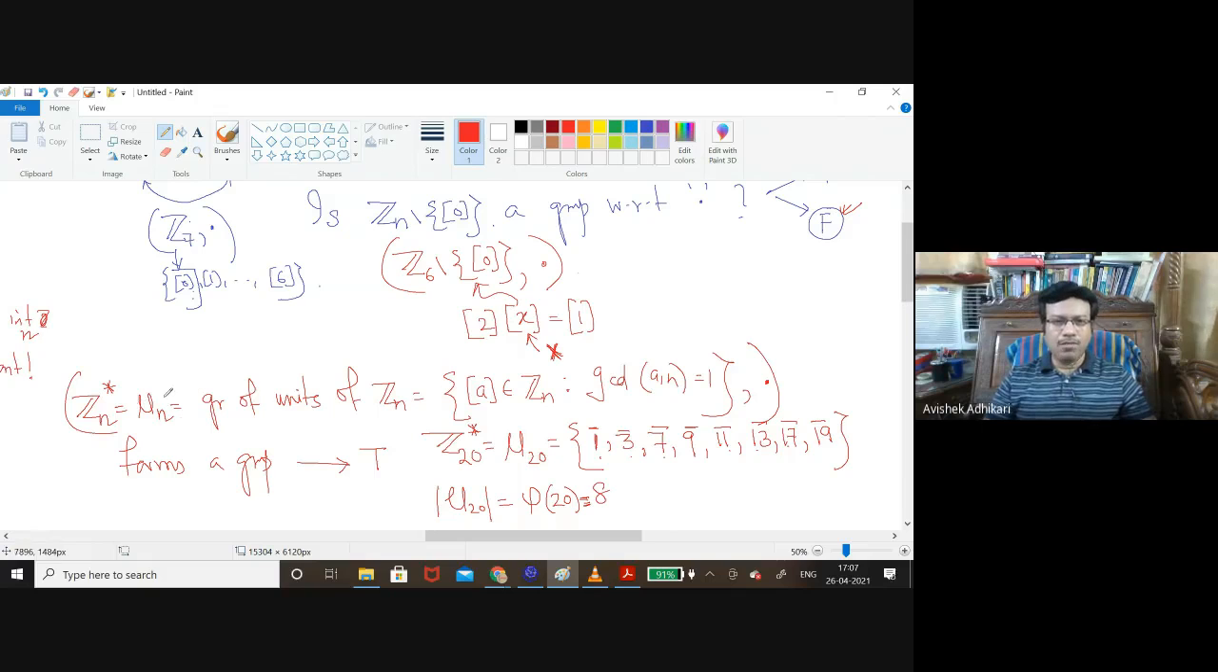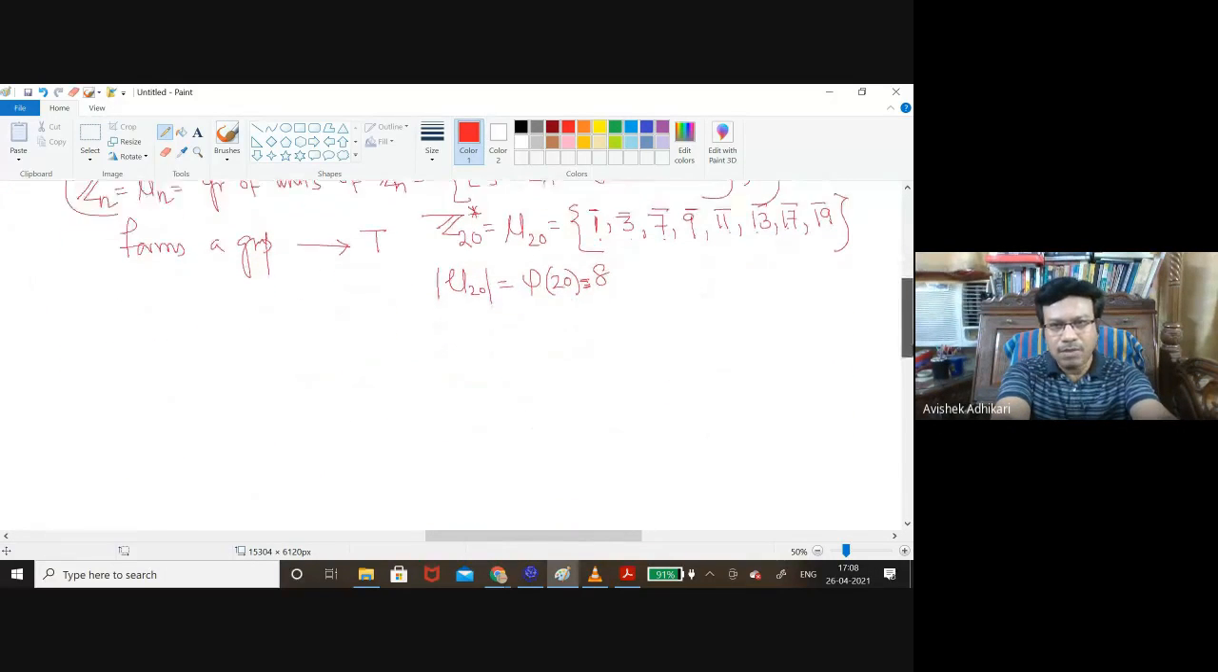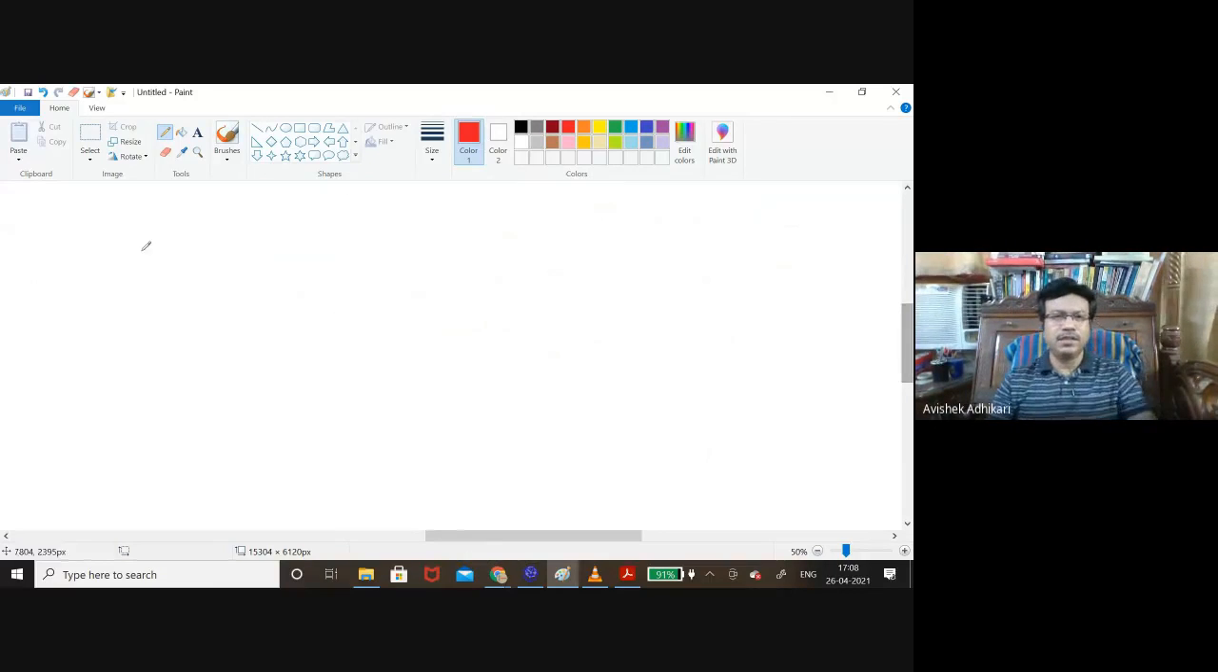So now from Zn, we have constructed Zn star or Un, which is nothing but the group of units of Zn. And the cardinality of this set is phi of n, depending on that n. So this group is also very important. Now I will show you a very interesting observation related to number theory. The observation is how to calculate this phi.